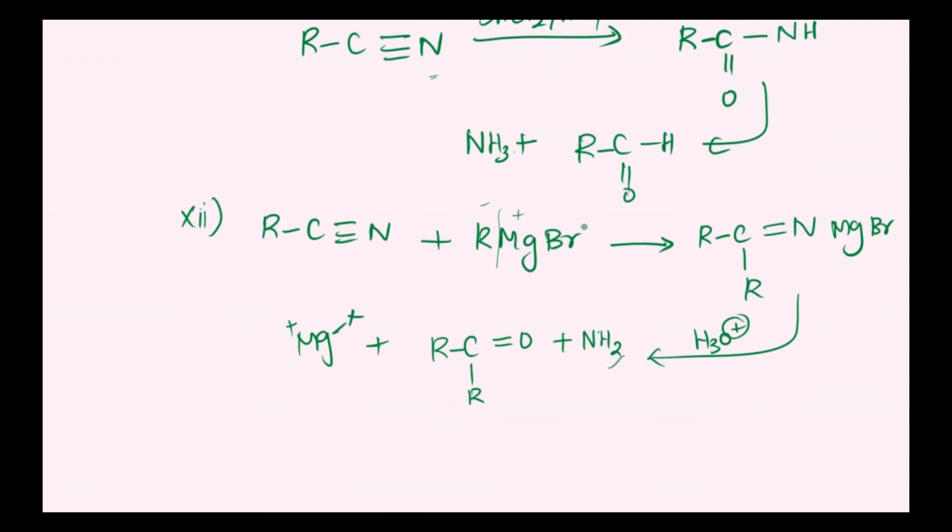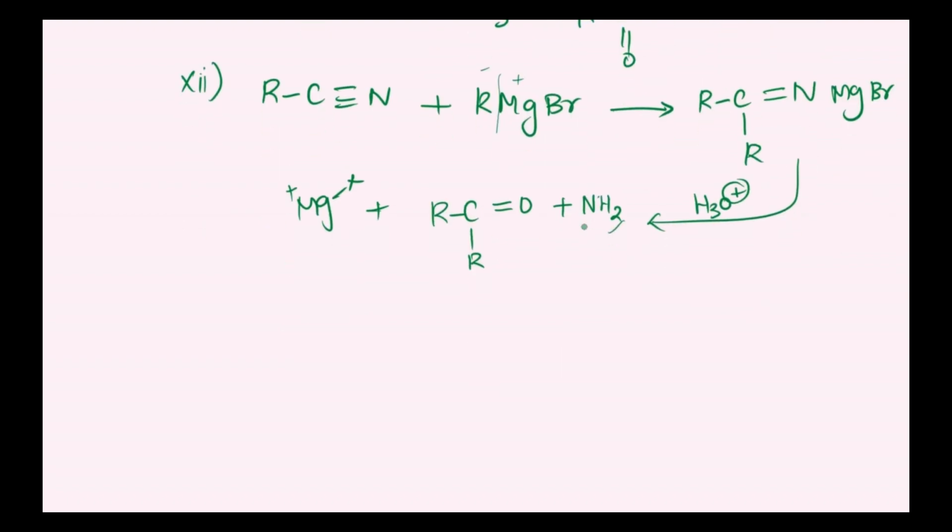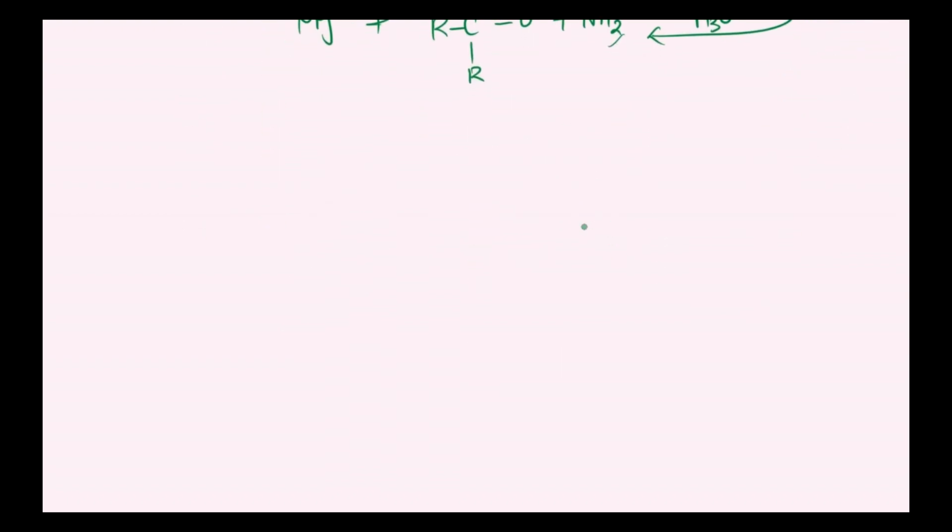That's it about the preparation of aldehydes and ketones. Let's see the properties. Methanal is gaseous state, and in case of ethanal that would be a volatile liquid. But the other aldehydes and ketones are liquid to solid category at room temperature.